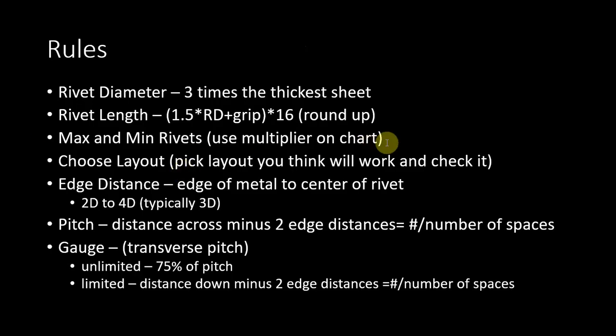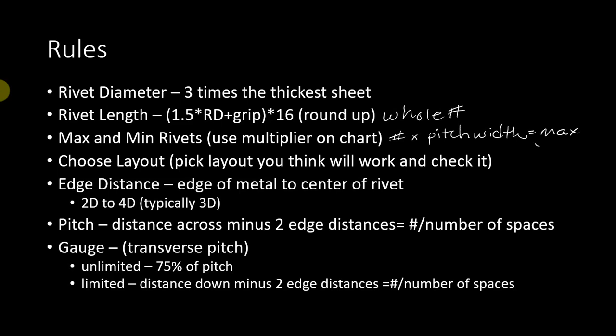So on here, I should just kind of write, this is whole number. Alright, whole number. That's supposed to be an H. And then once you get the multiplier on the chart, you're going to take that number times pitch width. And then that kind of gives you your max number of rivets, giving you that multiplier.